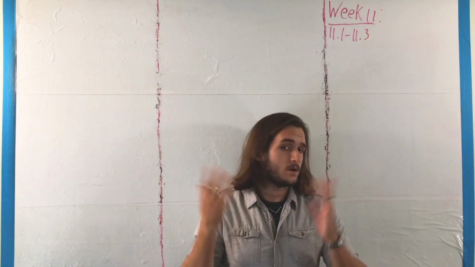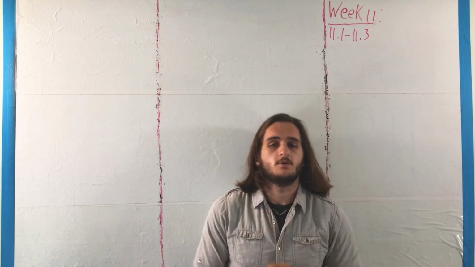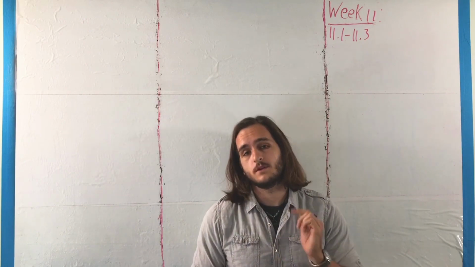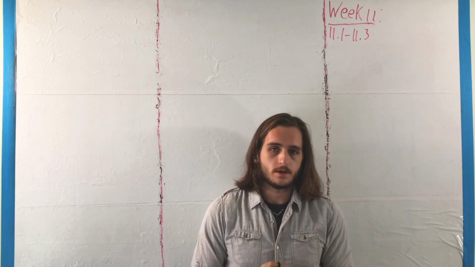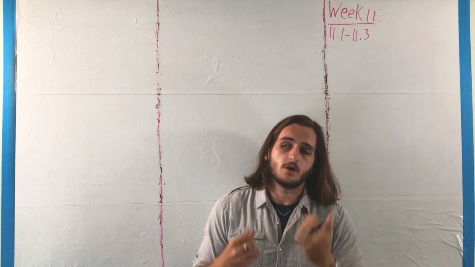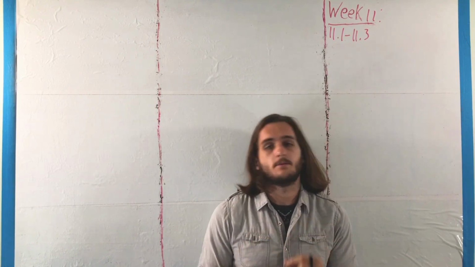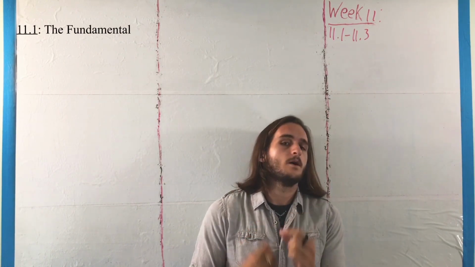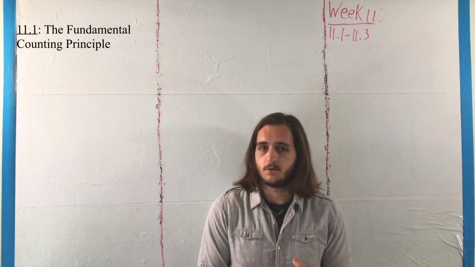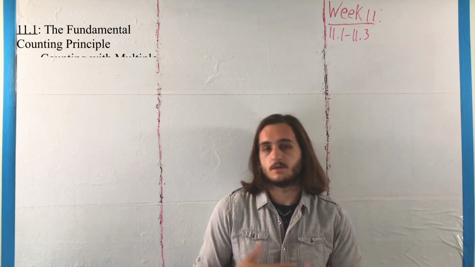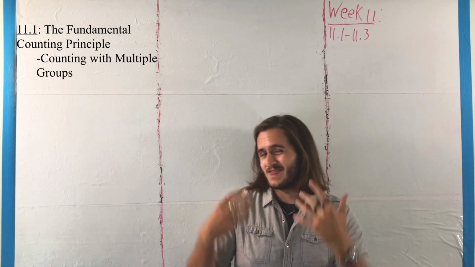Hello again, everyone. What a wonderful week of recording and watching we have ahead of us here as we move into our last unit, going into chapter 11, where we're going to be talking about counting and probabilities. Starting section 11.1, we're going to look at the fundamental counting principle for being able to look at arrangements with certain numbers of groups of things.